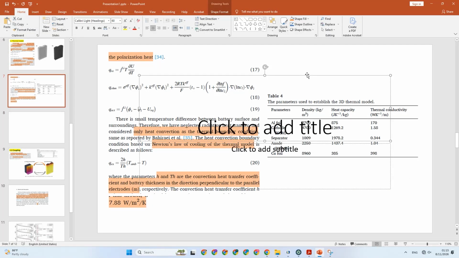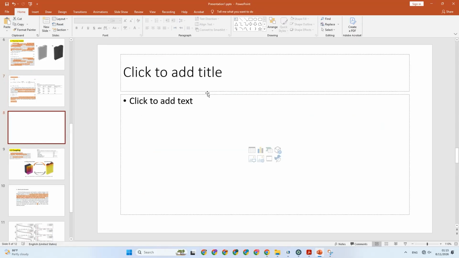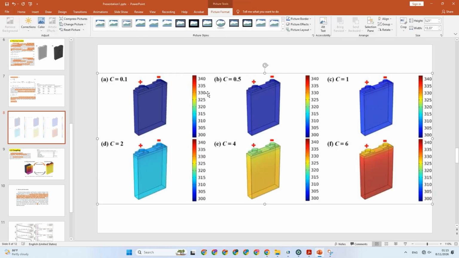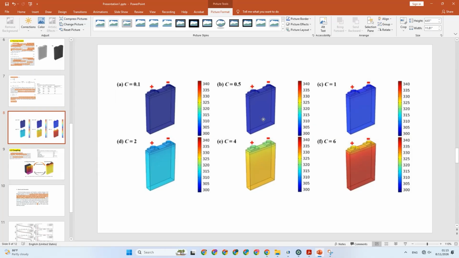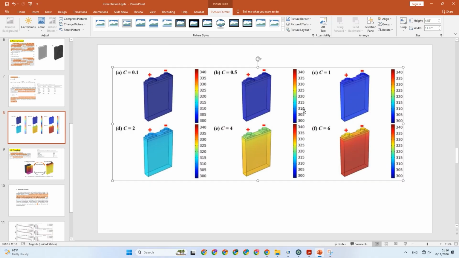Okay, excuse me for a moment. I remove this frame and I just resize it. Just change the frame.